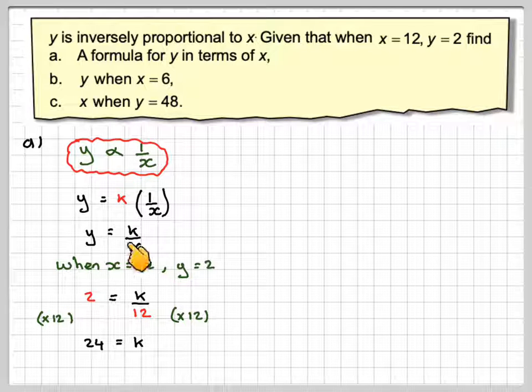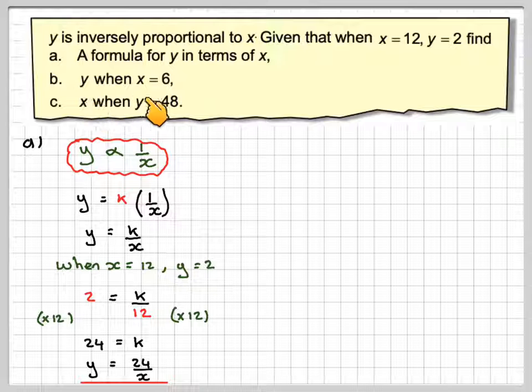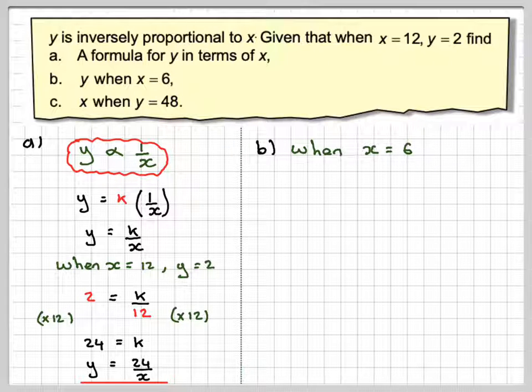And then we go back to our formula, this one here, and rewrite our value of k in it. So we've got y is equal to 24 over x. And then we can do part B, finding y when x is 6. So when x is equal to 6, using our formula, y is 24 over x, which is 6. 24 divided by 6 gives me y is equal to 4.